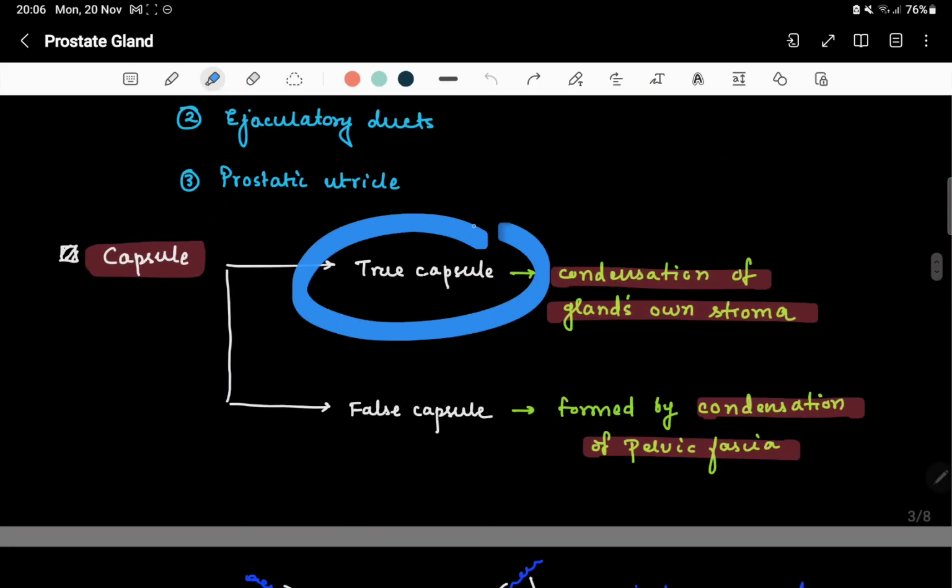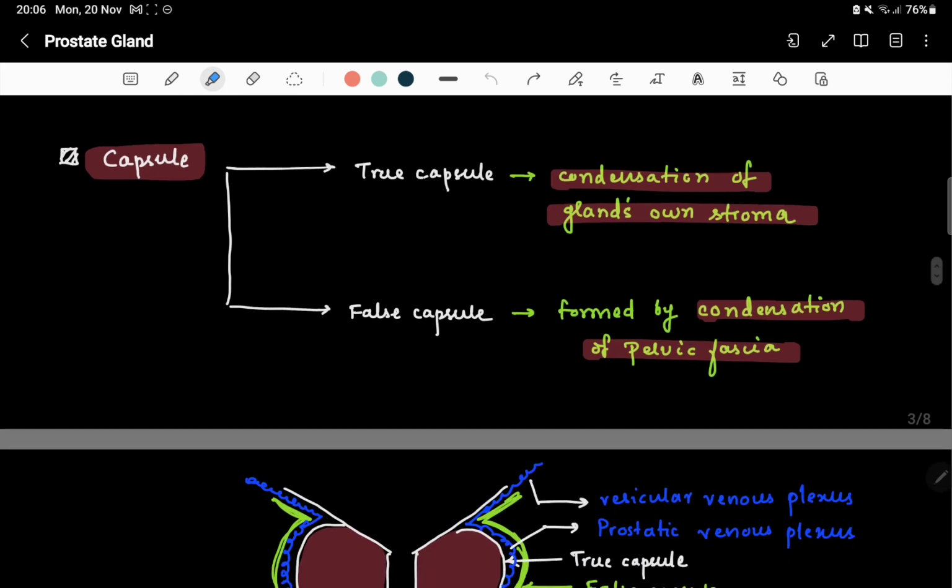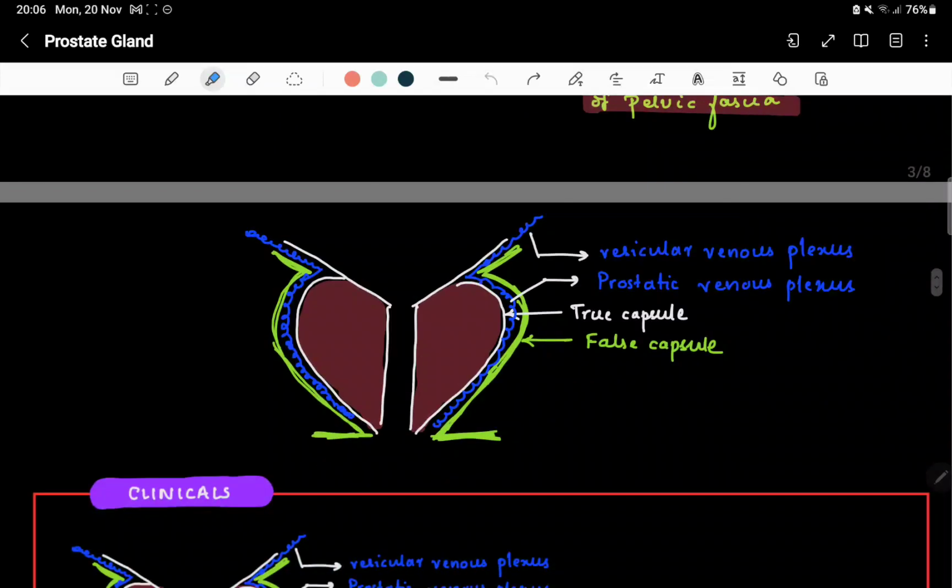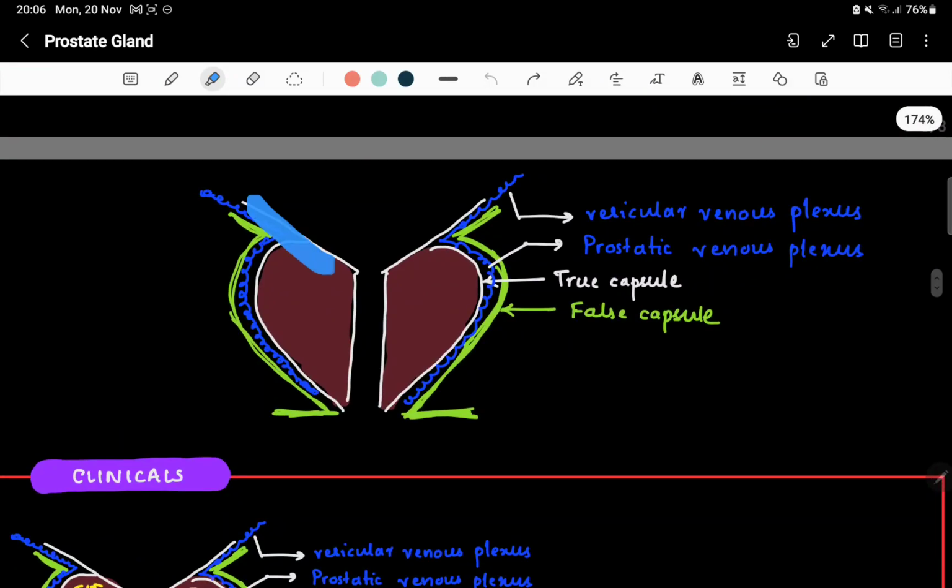So this capsule is a true capsule, that is the condensation of the gland's own stroma. Of course, all the organs have the true capsule, that is a condensation of their own stroma only. False capsule is formed by condensation of the pelvic fascia. Okay, so this is the prostate gland, the whole prostate gland.